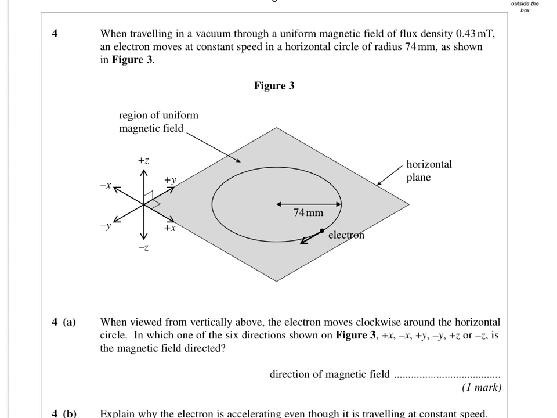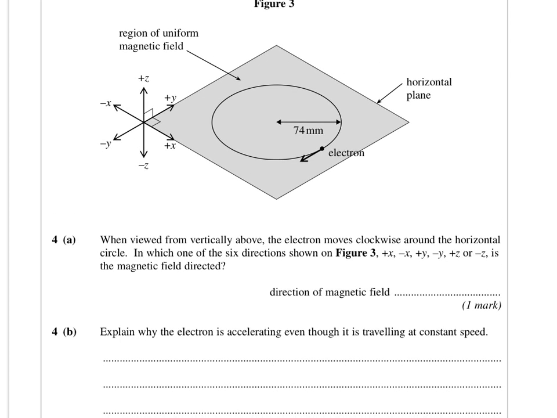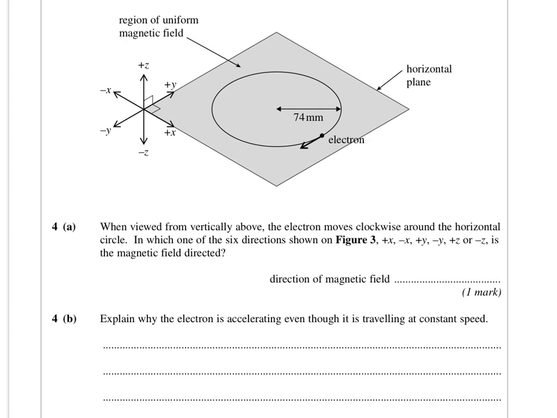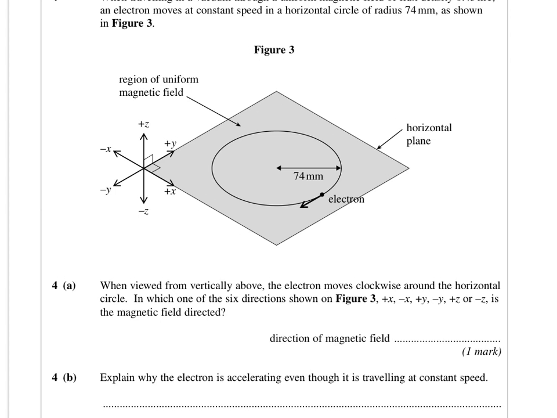Alrighty, so what have we got here? When viewed from vertically above, the electron moves clockwise around in a horizontal circle. Which one of the 6 directions shown on figure 3 is the magnetic field directed? So at the location it is at the moment, the electron is moving in the minus y, which means the positive charge is moving in the plus y direction. So let's put the motion that way. And then the force is going to be towards the center, which must mean the field is downward, so in the minus z direction.